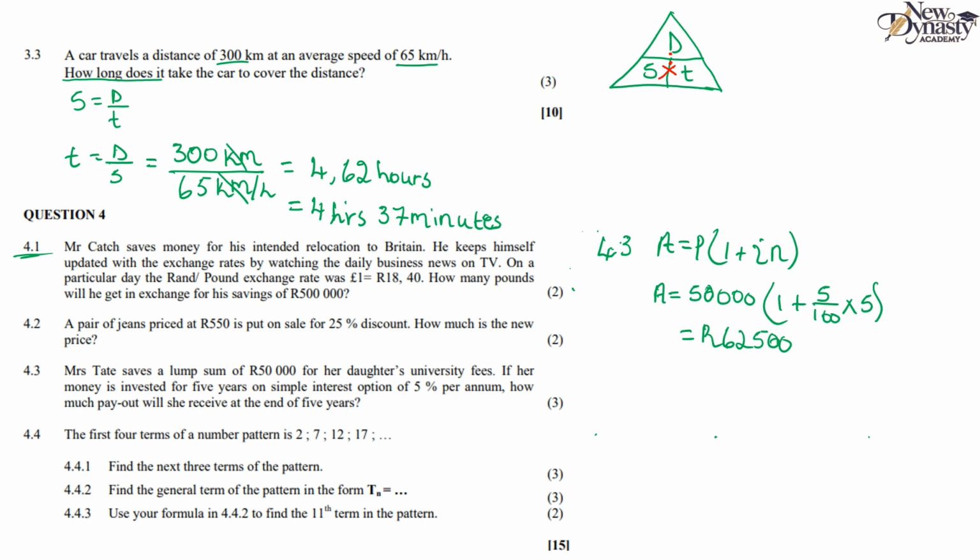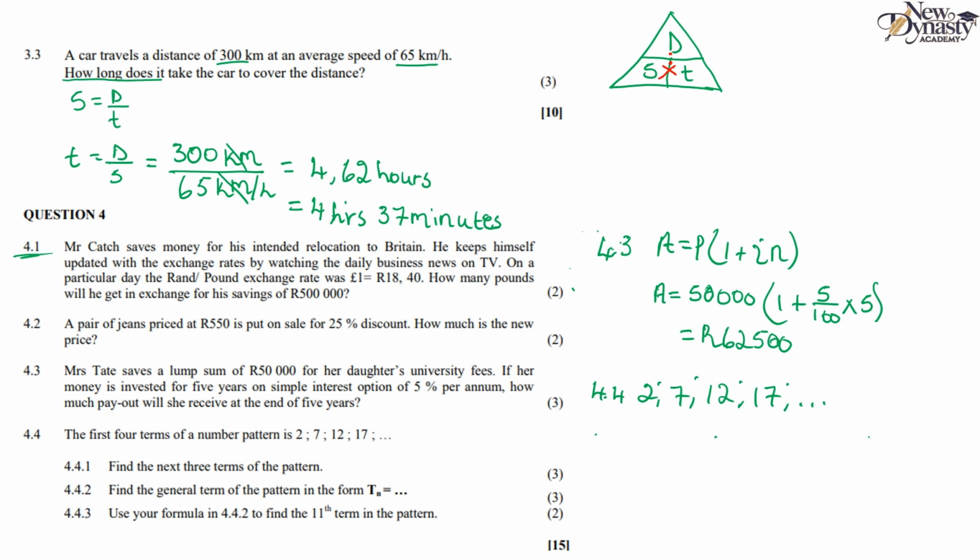Then question 4.4, it says the first 4 terms of a number pattern are 2, 7, 12, and 17. So here we are given the first 4 terms. Let's rewrite the pattern, that is 2, 7, 12, 17, and so forth. Now the first question says, find the next 3 terms of the pattern.